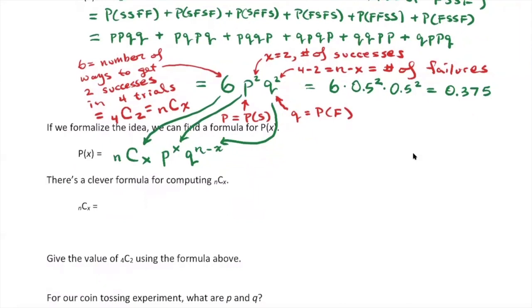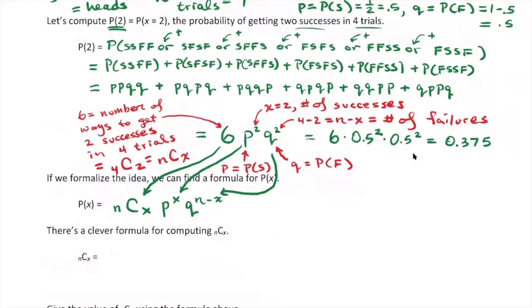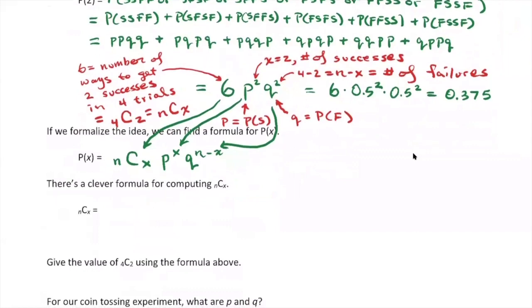The only thing that's tricky here was that 6. There were 6 ways to get 2 heads when you drop 4 coins. And that's not something that's easy to figure out. We listed them. And again, not exactly obvious that it was 6. If you were dropping 10 coins and I said, how many ways are there to get 4 successes? To list that it would just take forever. So you really don't want to do that.